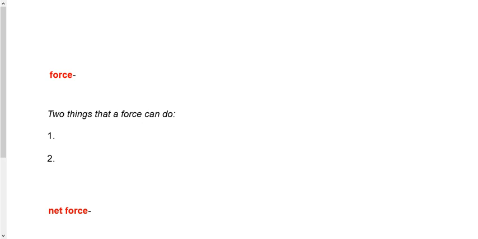What's a force? What do we define a force as? Venture, what did we define a force as? A push or a pull. Good. A force is defined as a push or a pull. Now, that's not to be confused with the two things that a force can do. What is it that a force can do, Max?